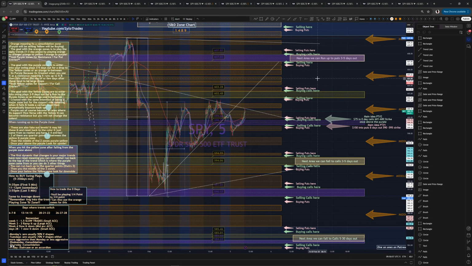And if we don't do that, hey, it doesn't even matter. Why? Because the second that thing hits that purple zone right there, we're getting into a $20 call for the upside. The second it gets below that purple, we're getting into a $150 put for the downside. 8 days out.